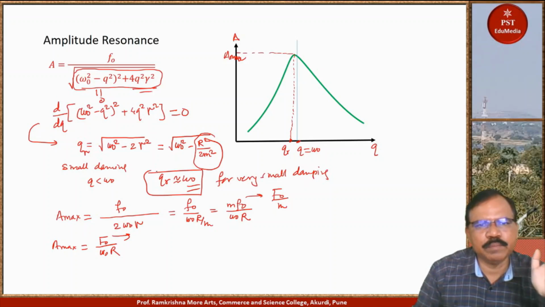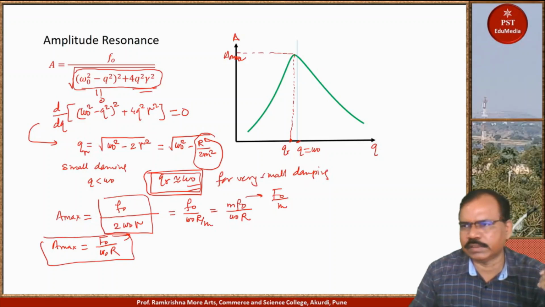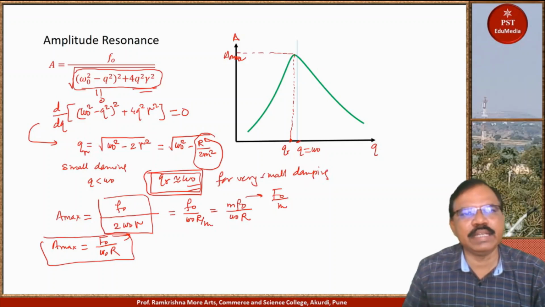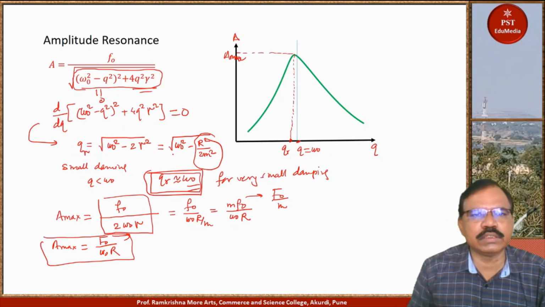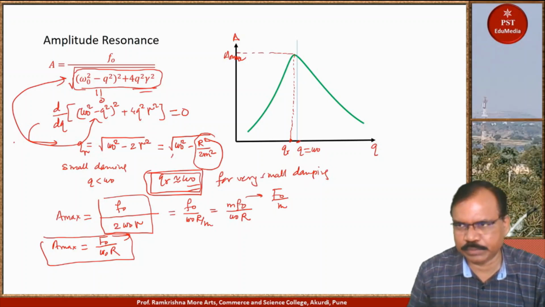So amplitude will be maximum here for frequency of applied force equal to natural frequency, and that maximum amplitude is either this or this or this when damping is small. But when damping is not small, you have to use this Q here, and we have to find that A max.